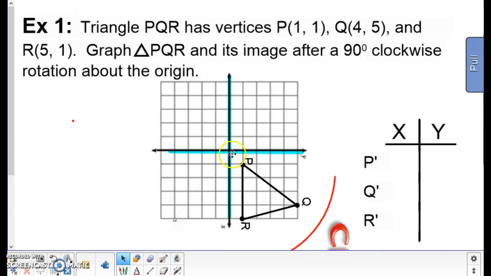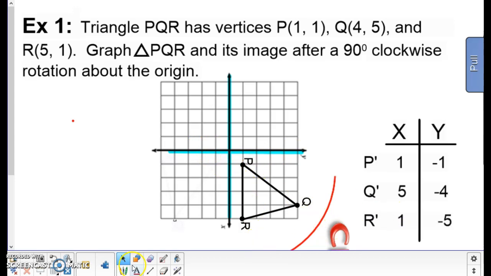So if I look at where these points are, this is where I want my triangle to end up. The point P prime will be at 1, negative 1. The point Q will be at 5, negative 4. And the point R will be at 1, negative 5.